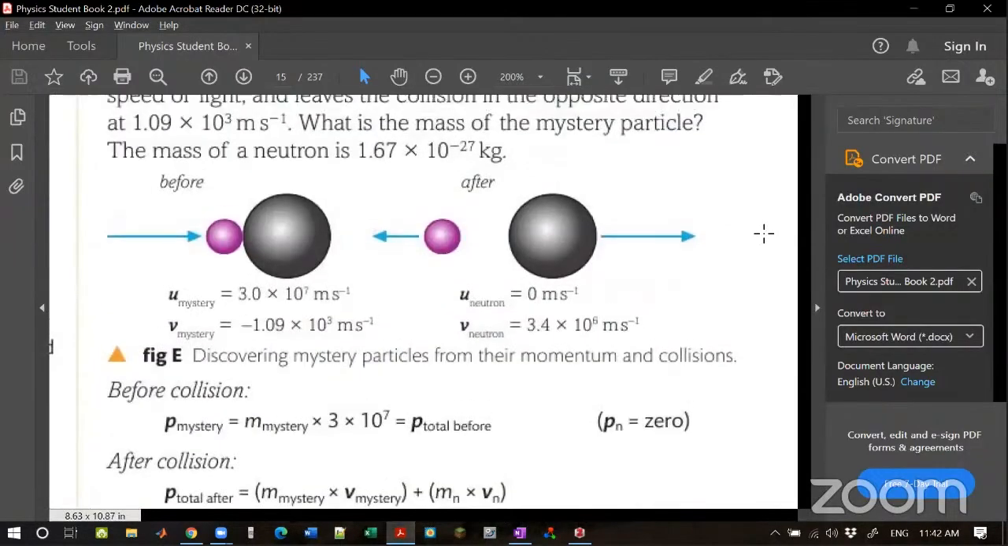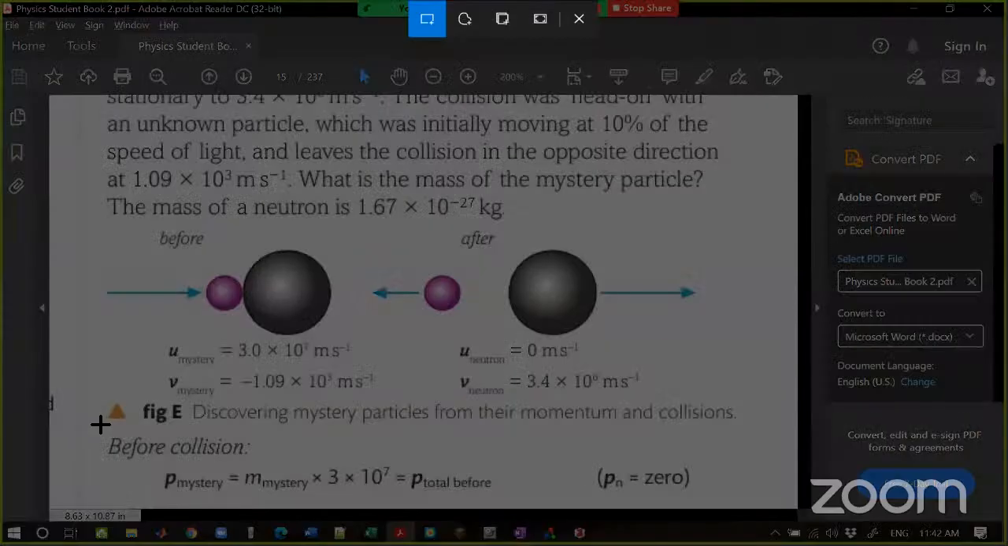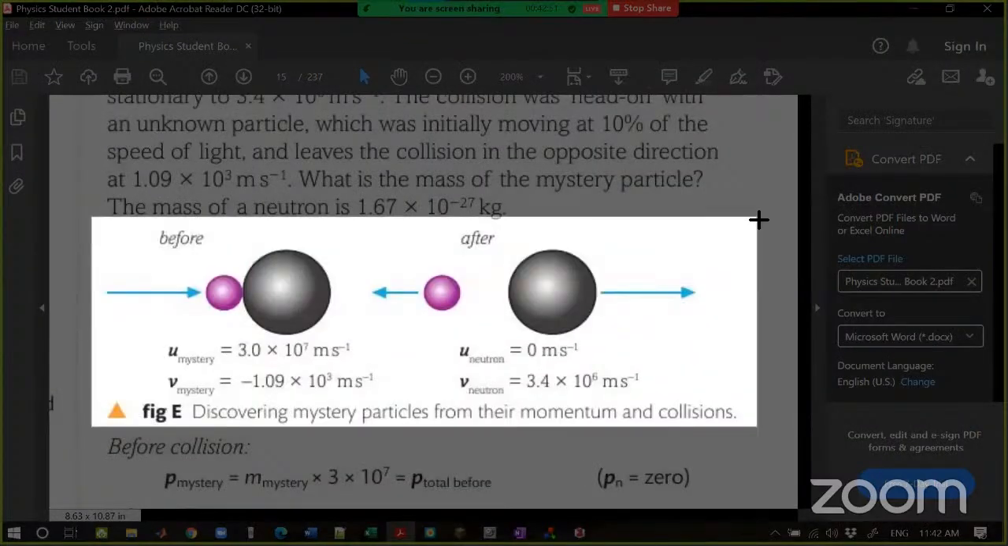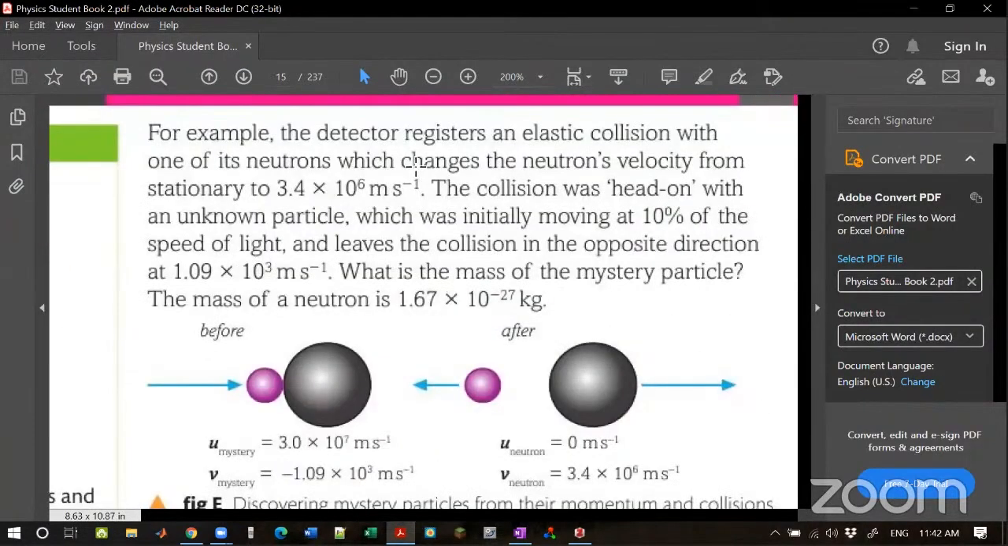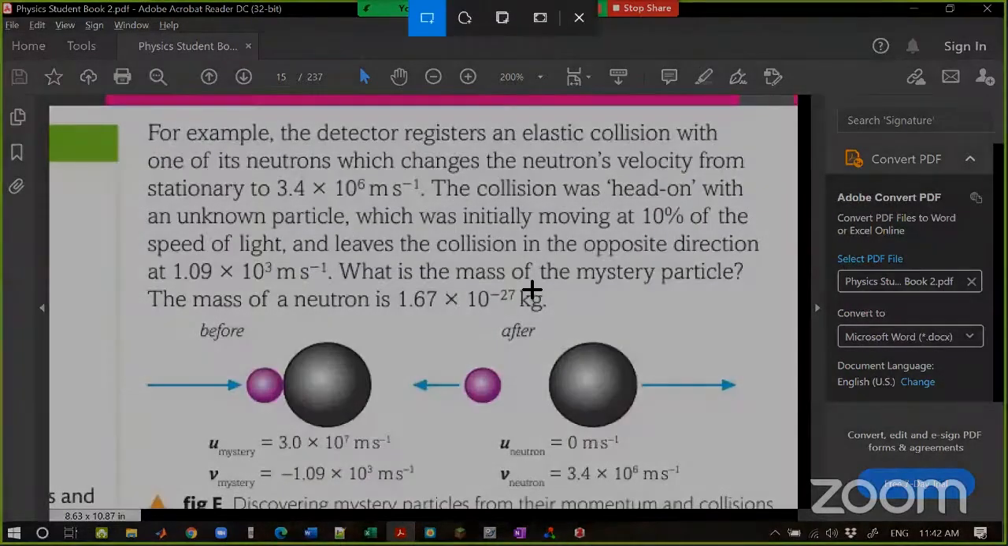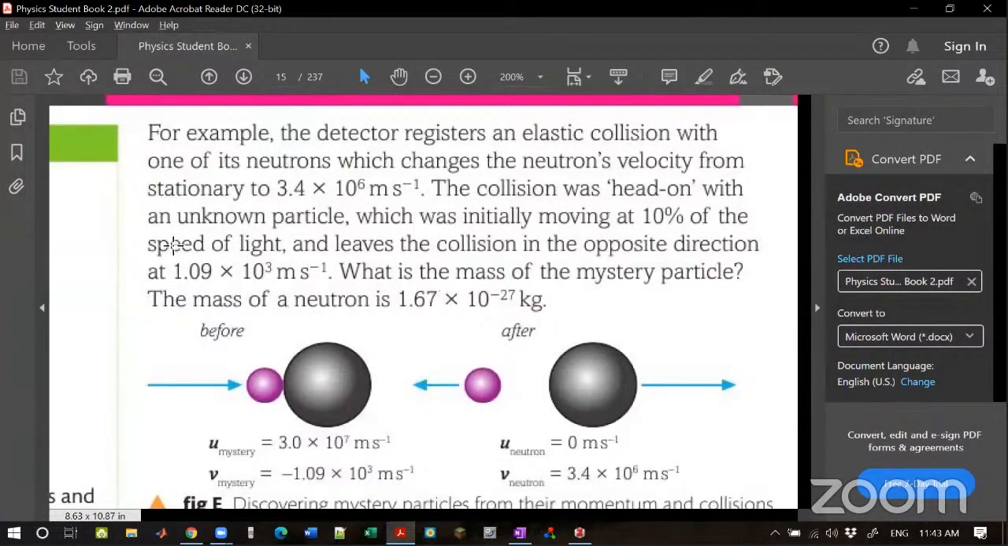All right, good. Discovering mystery particles from their momentum and collisions. So you have some mystery particle here. So for example, the detector registers an elastic collision with one of its neutrons, which changes the neutron's velocity from stationary to 3.4 into 10 power 6.